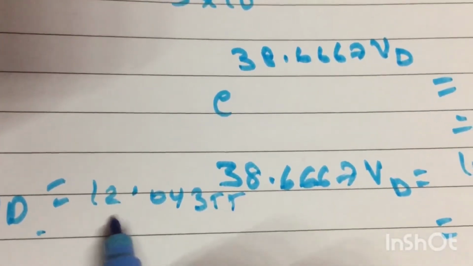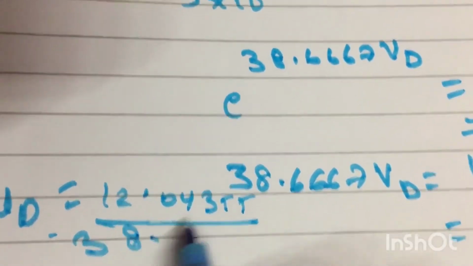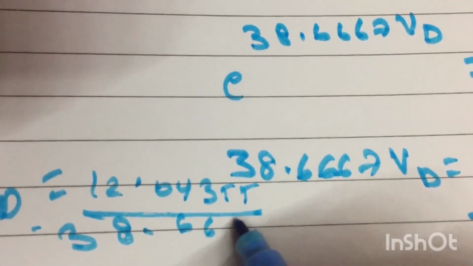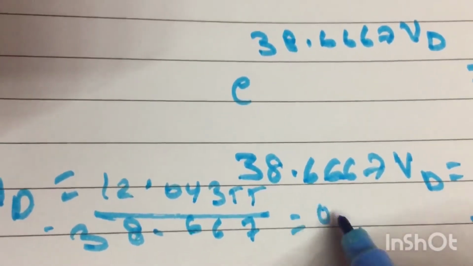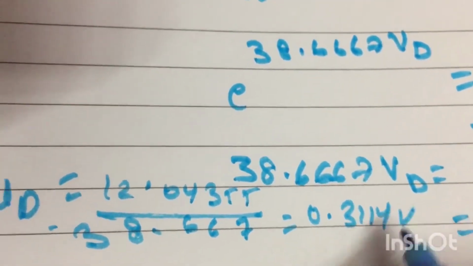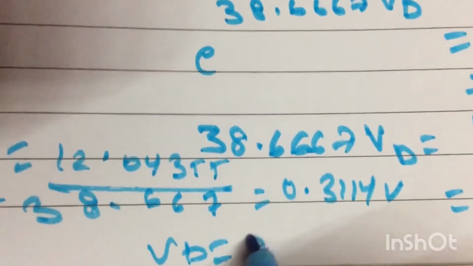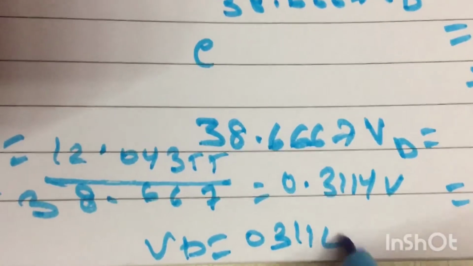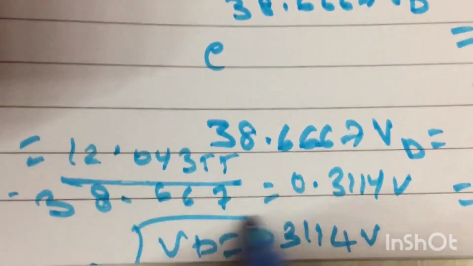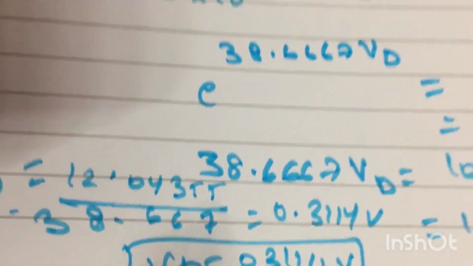12.04355 divided by 38.667. So you will get it as 0.3114 volts. So the VD value is 0.3114 volts. I hope it is clear.